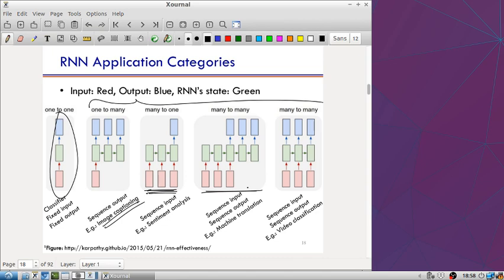And this would be the same thing, but now it's aligned. You can have an output at every time step. For example, video classification, where frames are related to each other. There's a time series type of setting.